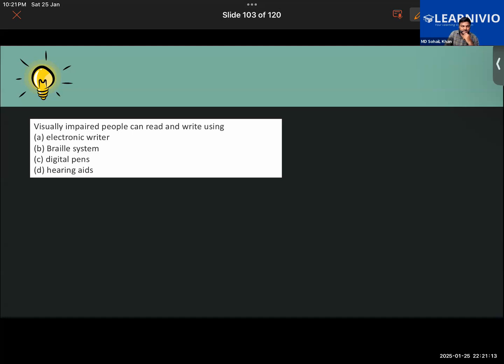Further tell me, what is the name of the liquid present between the retina and the eye lens? Vitreous humor. That's the vitreous humor. Okay.